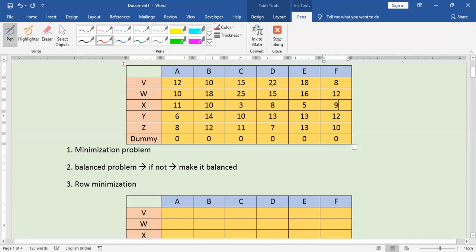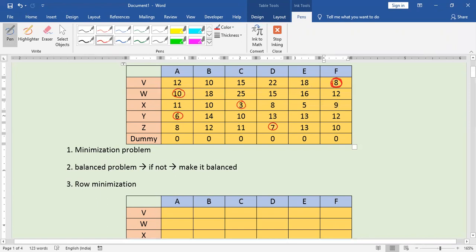In the first row, the minimum value is 8, right? In the second row, the minimum value is 10. In the third row, the minimum value is 3. In the fourth row, the minimum value is 6. In the fifth row, the minimum value is 7. And in the last row, it is 0. So I will subtract 8, which is the minimum value of the first row, from the first row.